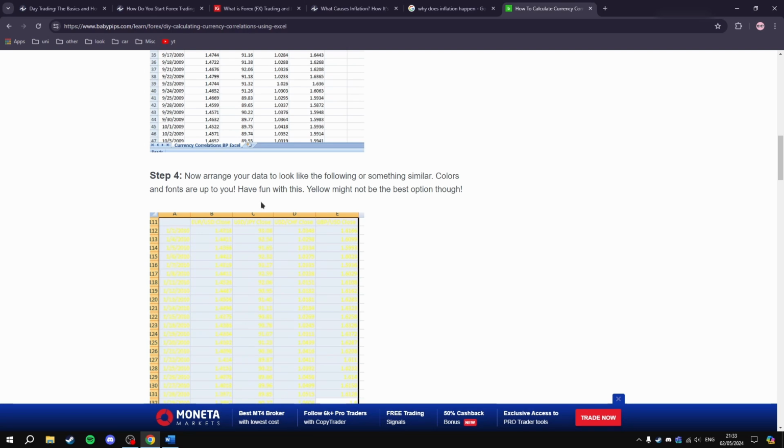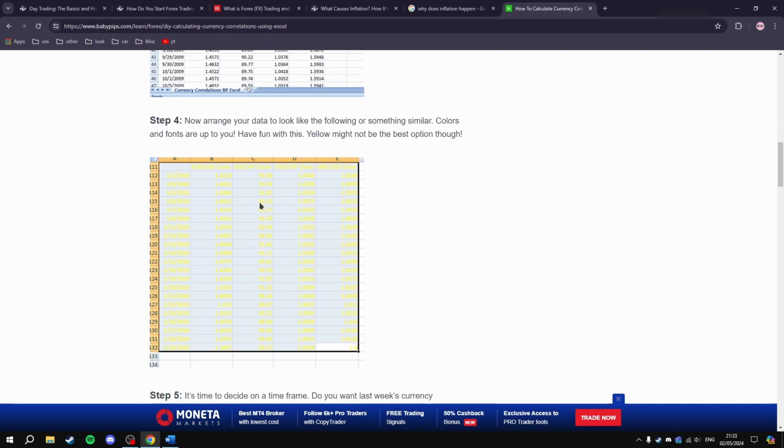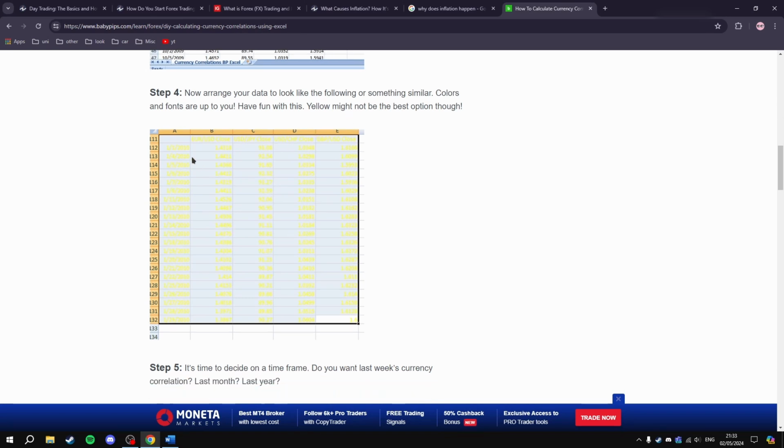Step 4, now arrange your data to look like the following or something similar. Colors and fonts are up to you. Have fun with this. Yellow might not be the best option though. The date here, Euro USD close, USD JPY close, USD CHF close, GBP USD close, and this is arranged from the highest to the lowest, I think. So in descending order.